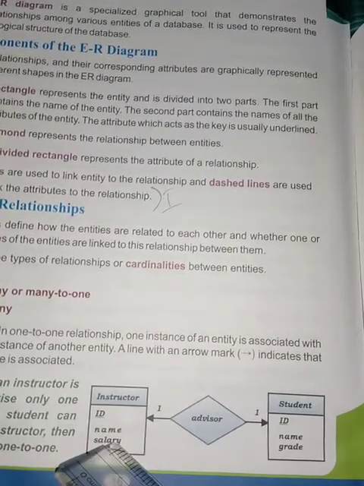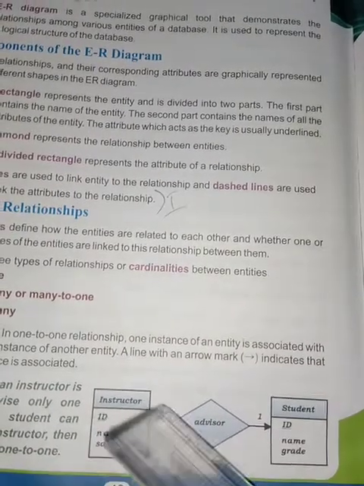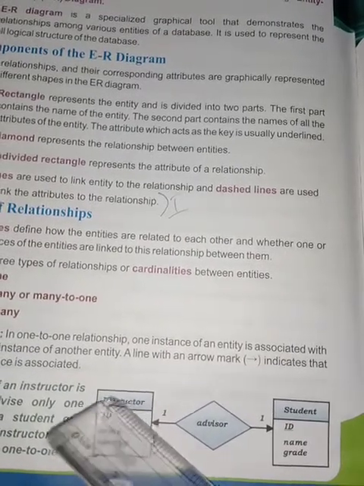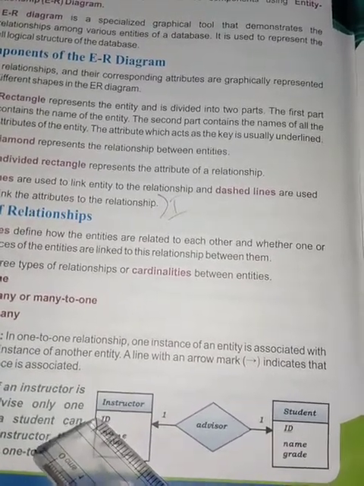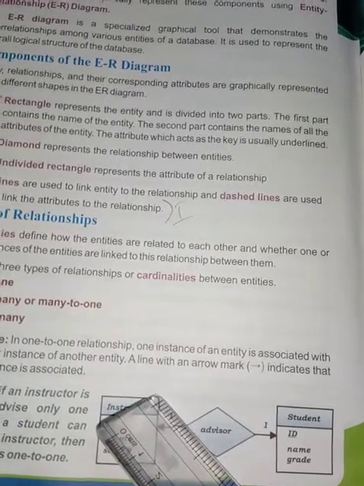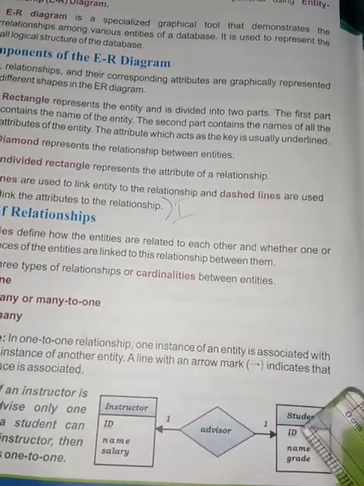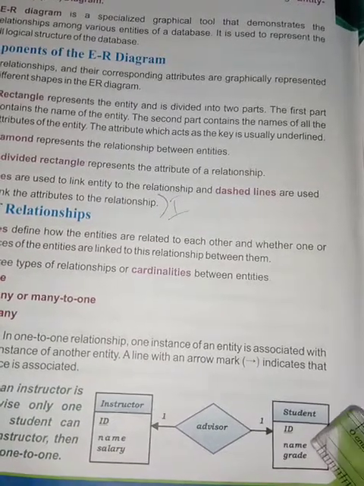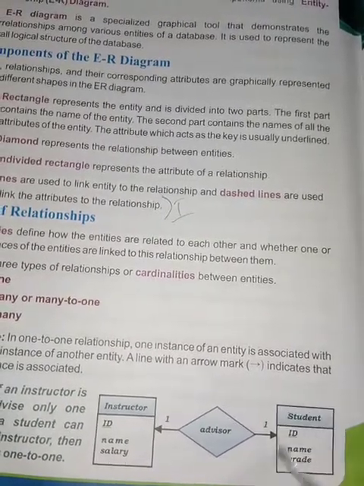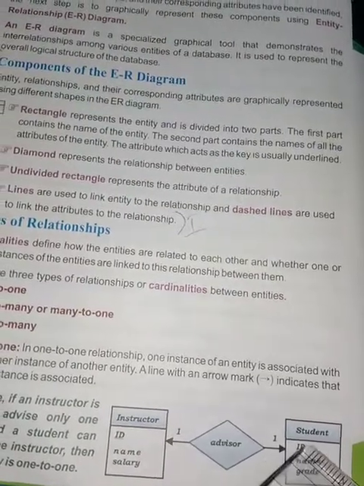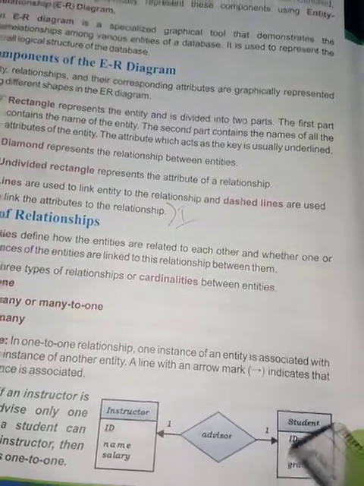The attributes of the instructor are written as ID, name, salary. Here ID is underlined, which means the ID is the key field of the instructor entity. Here the student has attributes of ID, name, grade. Here again ID is underlined, which represents it is the key attribute of the student entity.